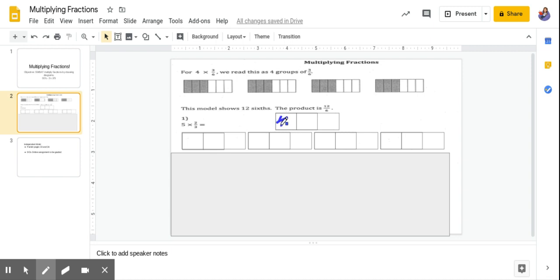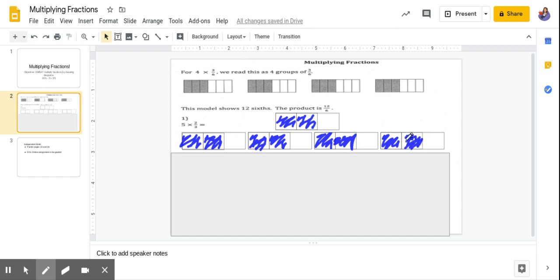So this will not be perfect because I'm working on my laptop, but for each group, I'm going to show 2/3. So 2 of the 3 are shaded in. I'm moving on to my next group. 2/3 are shaded in. And again, it's not art class, so it totally doesn't have to be perfect. I'm moving on to my third group, and I'm shading in 2/3. My fourth group, and then finally my fifth group, I will be shading in 2/3.